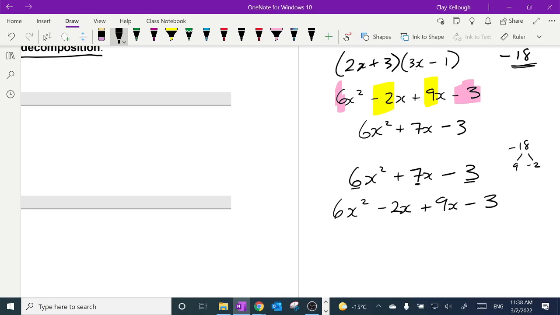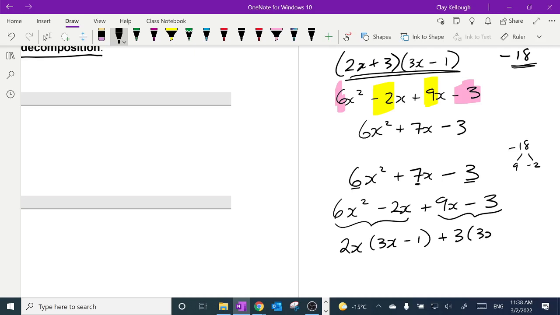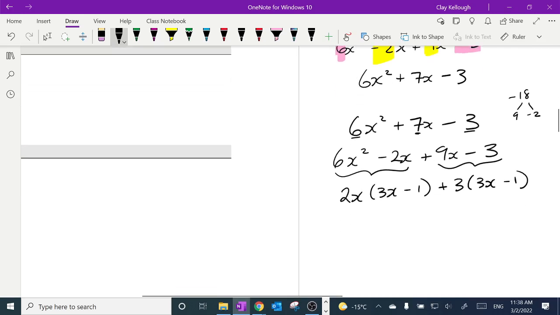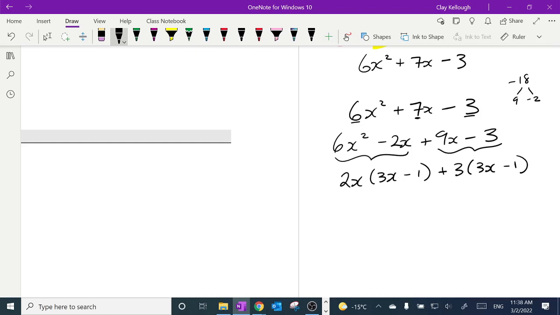Now, what do I do when I'm here? To get back to the things I started with, the factors, I actually just factor these two parts separately by common factor. So I factor out a 2x out of these two guys, leaving me 3x minus 1. I factor a 3 out of these two guys, leaving me 3x minus 1. And if you're doing this right, these two brackets should be the same thing. I can factor it out.